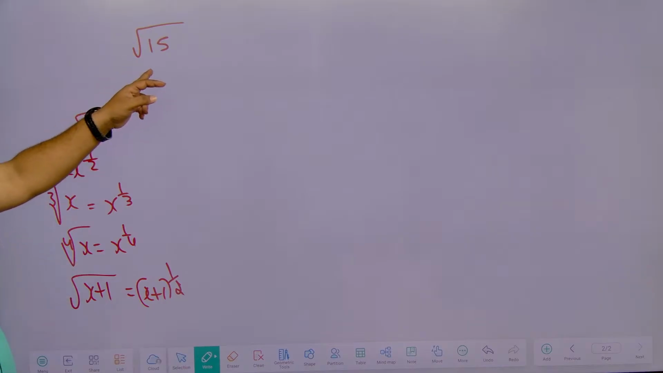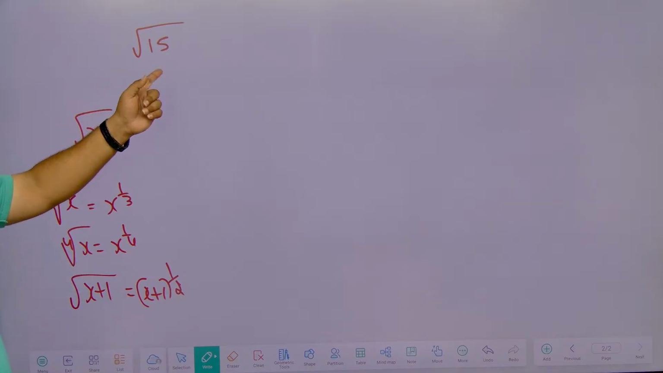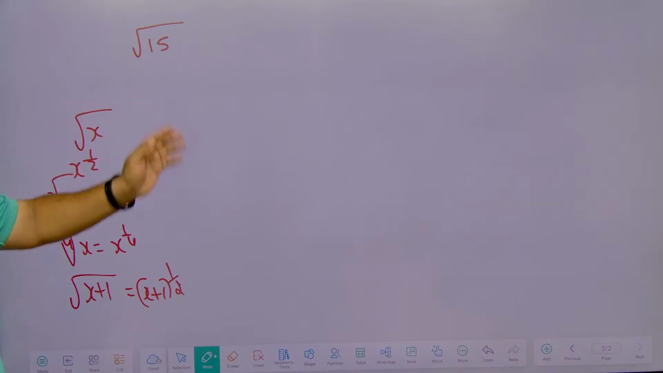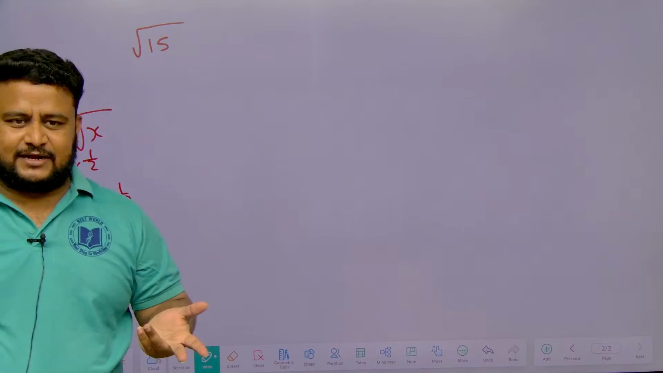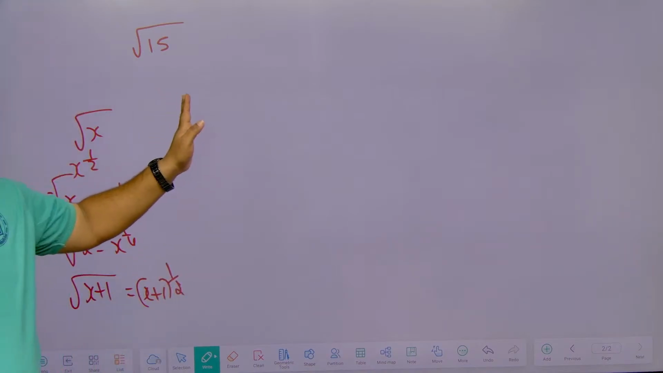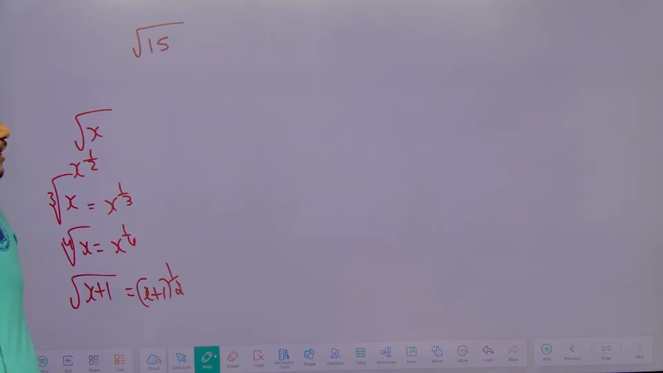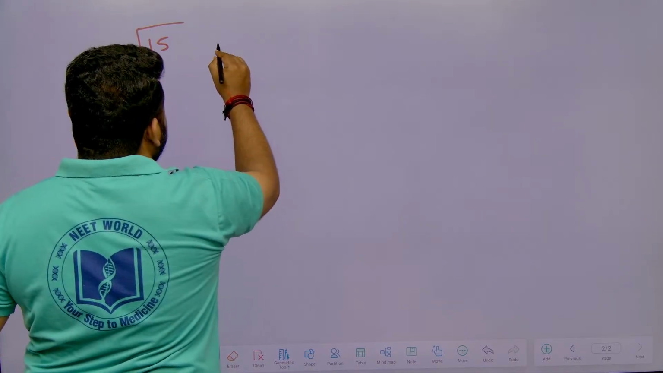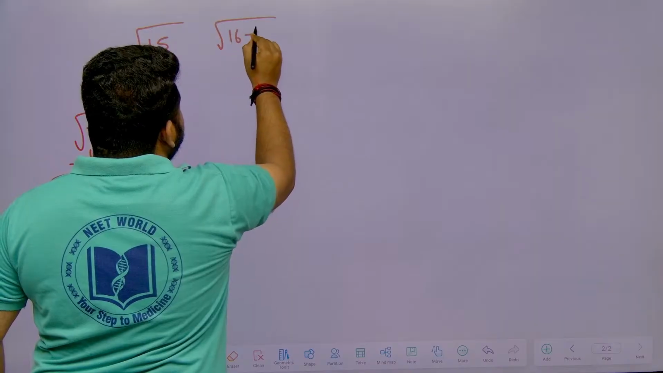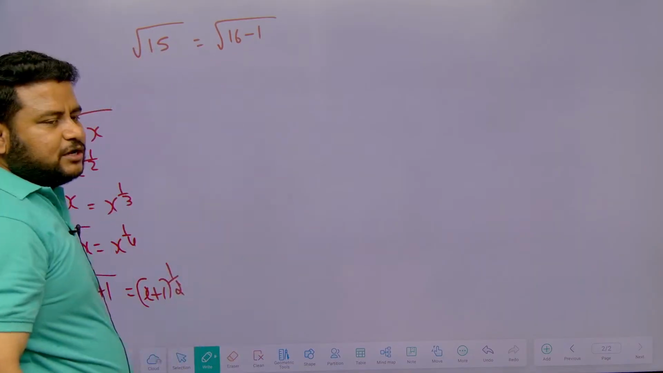Next, square root of 15 is there. Square root of 15 is close to which number? Square root of 16. See, 101 was close to 100. Like that, square root of 15 is close to square root of 16. So instead of 15, I'll write it as square root of 16 minus 1.